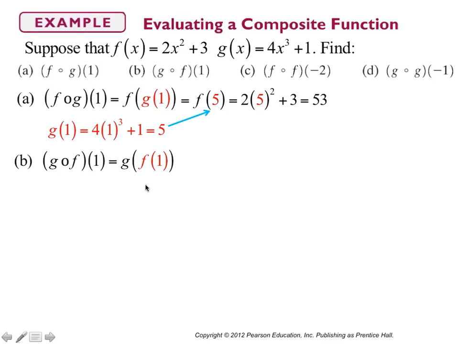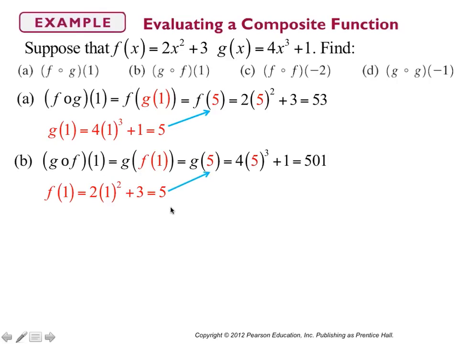Now, if we want g of f of 1, which is kind of opposite, we always evaluate that inside function first. So in this case, we're trying to find f of 1. We take 1 and put it in for x in f of x. So we have 2 times 1 squared plus 3. If we evaluate that, we get 5. So now what we're trying to find is g of 5. We take 5 and plug it in for x in our g of x function. So we have 4 times 5 cubed plus 1, and we get 501 for that one.